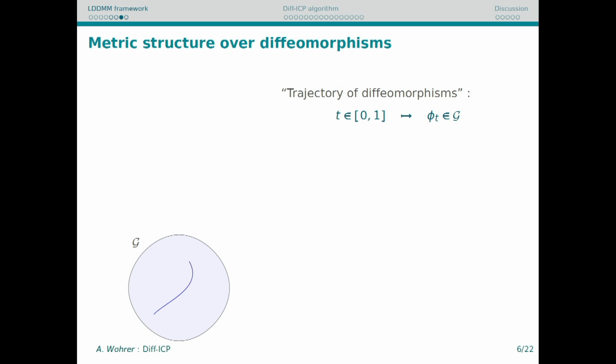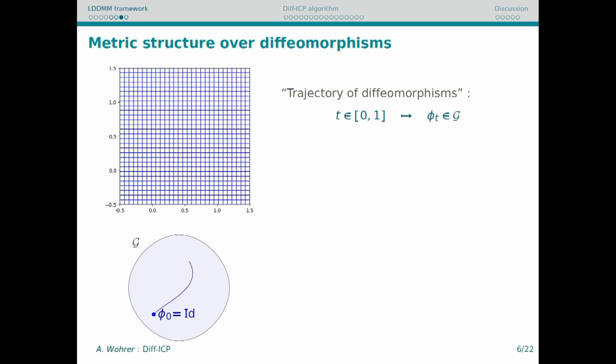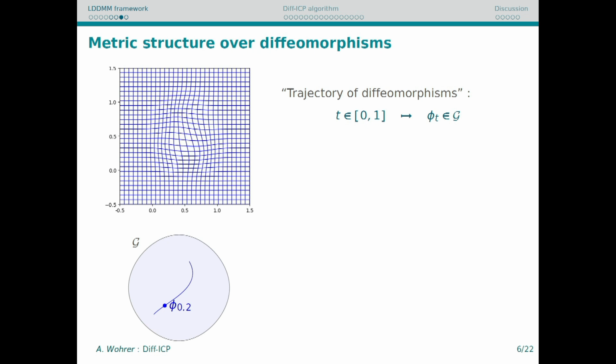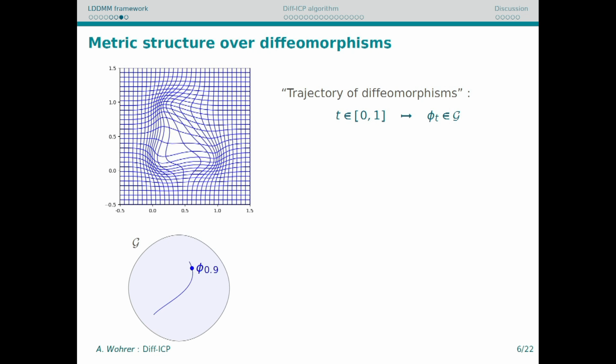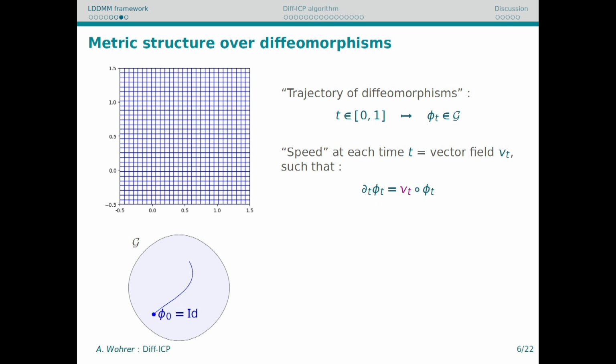So start with some abstract space of diffeomorphisms. Each point here is a diffeomorphism, and you will build a smooth trajectory from t equals 0 to 1, t equals 0 being the identity mapping. So here I illustrate what happens at t equals 0.1, t equals 0.2, and you see that your diffeomorphism evolves until it reaches its endpoint at t equals 1. And what you're going to do with that is build the speed of this trajectory. At each time point, the speed will be a vector field, given by this flow equation here.